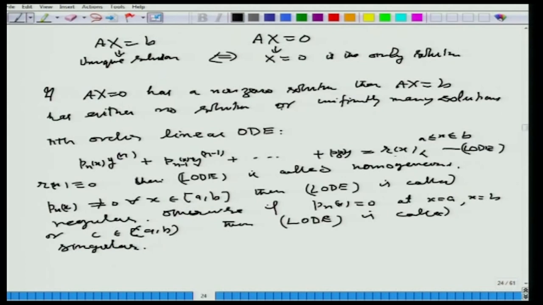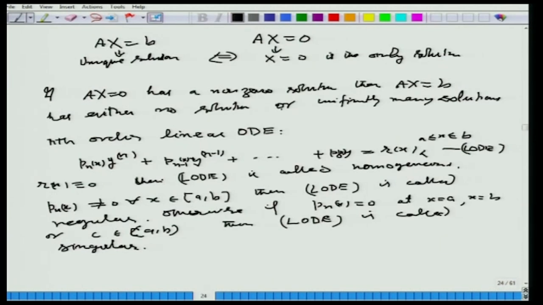On the right hand side, we have the function R(x). If R(x) is identically 0, we call this homogeneous. If p_n(x) is never 0 on the interval AB, then we call this equation a regular equation. And if p_n(x) vanishes either at the endpoints or in the interior of the open interval AB, then we call this equation a singular equation.